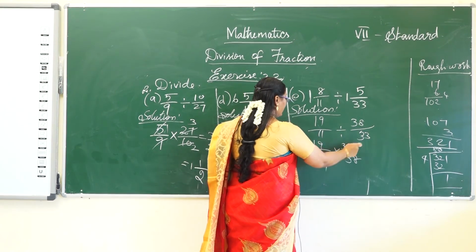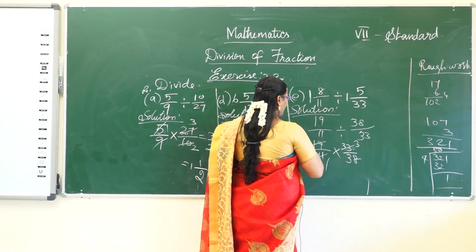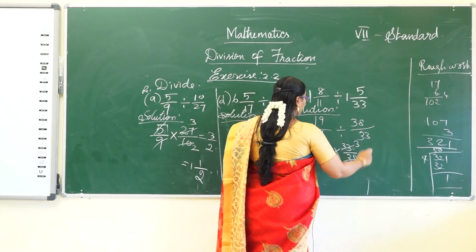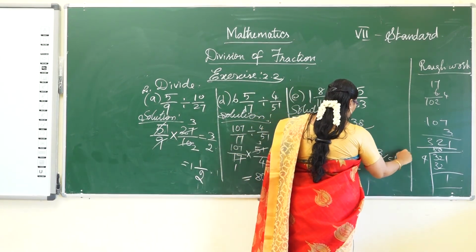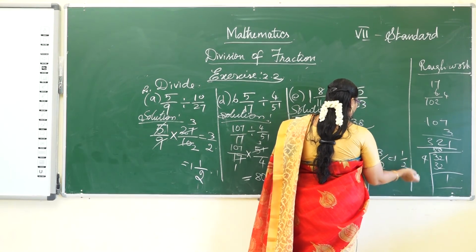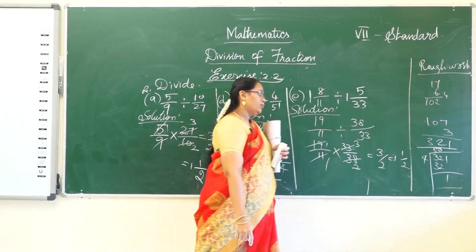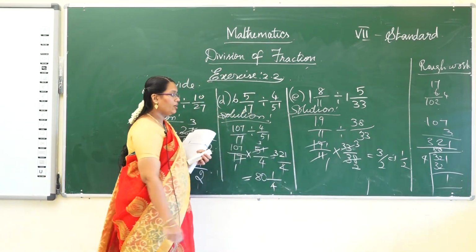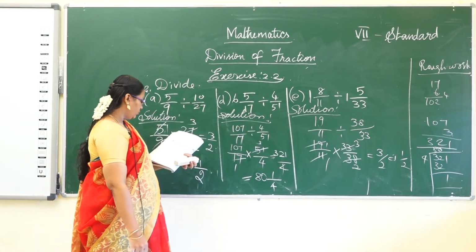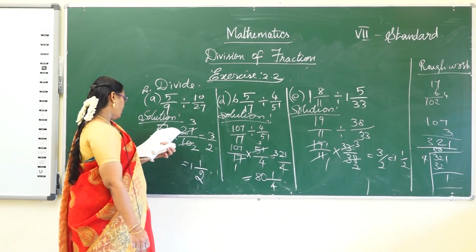It cancels in the 11 table: 11 3s are 33, and 19 2s are 38. So the answer is 3 by 2. It can also be written as a mixed fraction. 2 1s are 2, 2 plus 1 is 3, so 3 by 2. The mixed fraction of 3 by 2 is 1 1 by 2. Okay, so the remaining problems are homework.